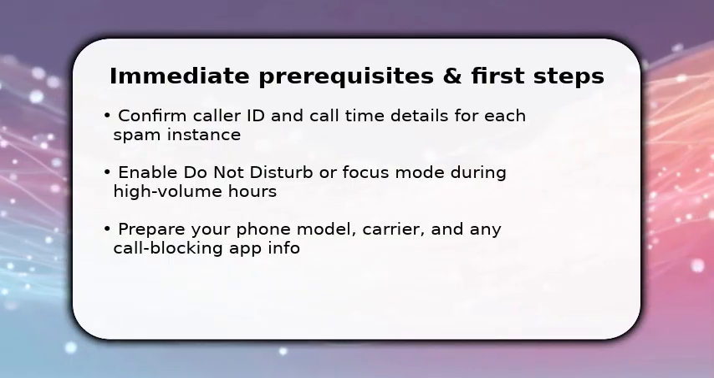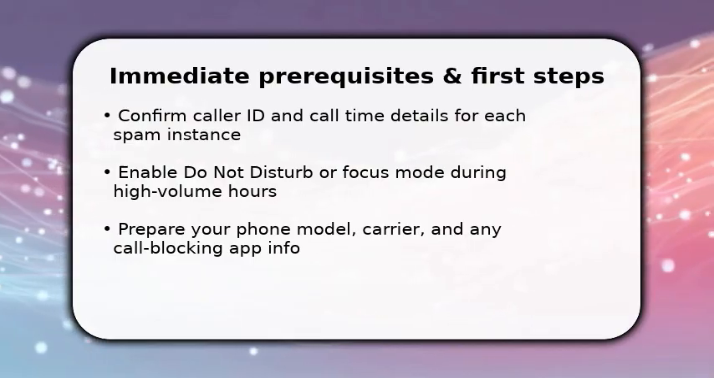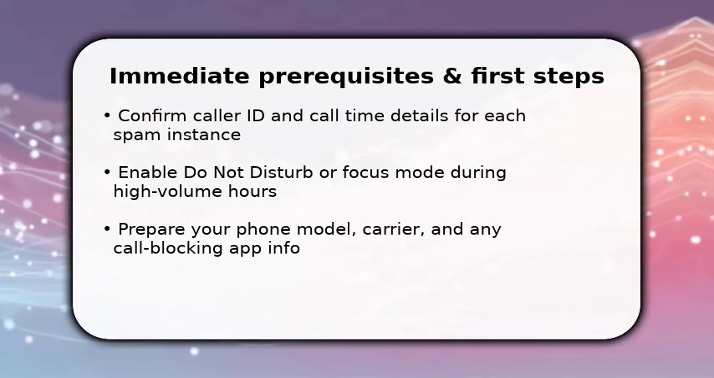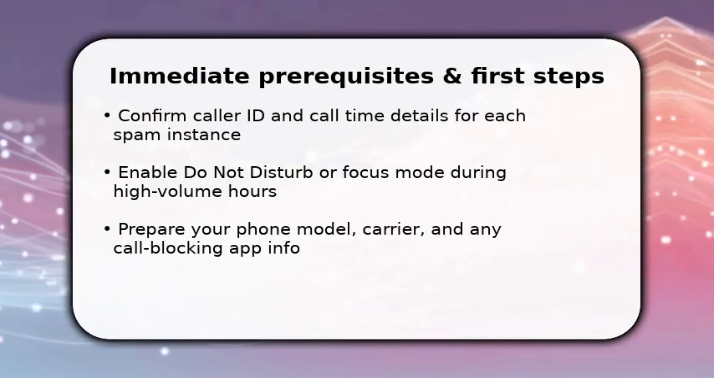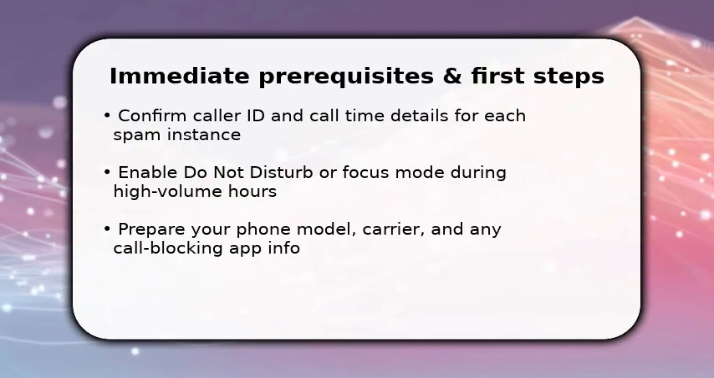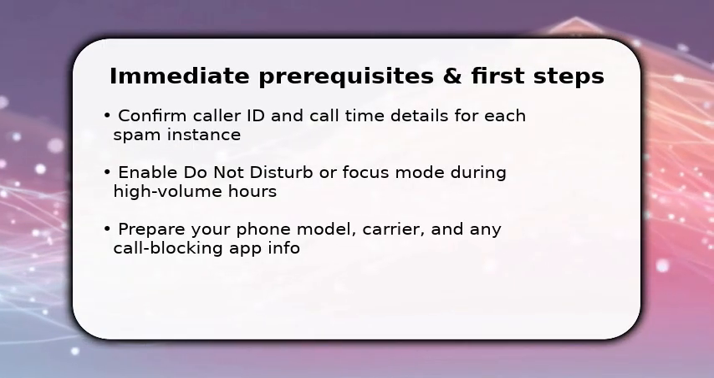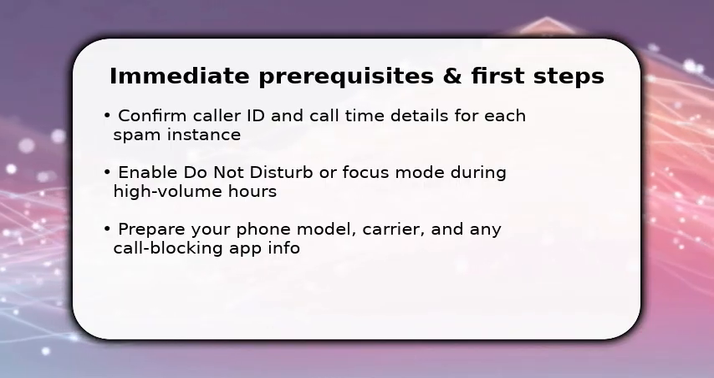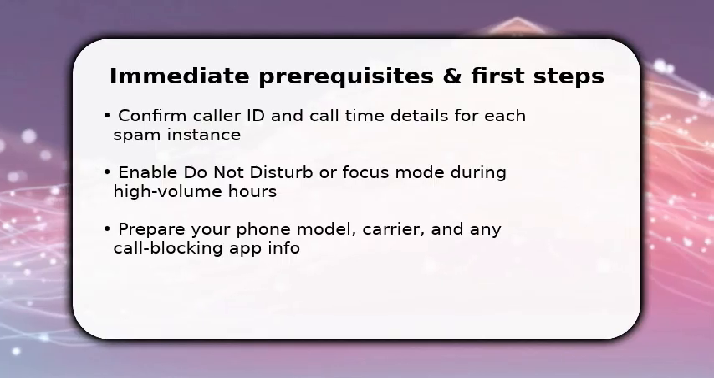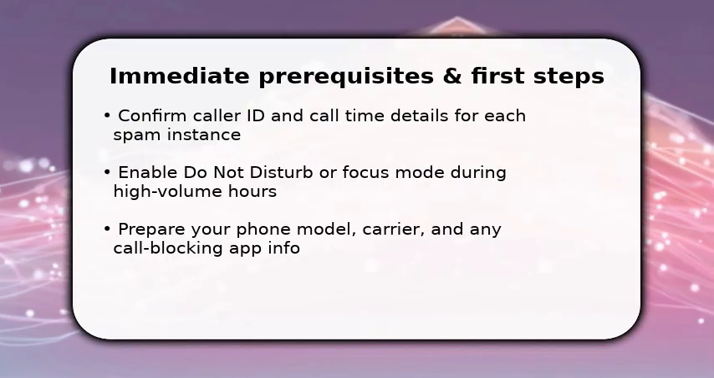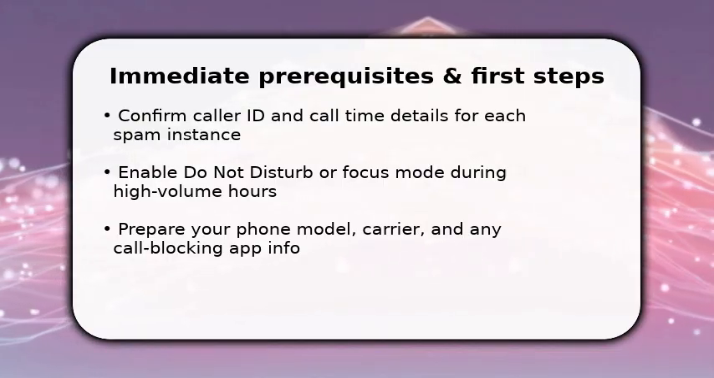You start by collecting the essentials: device model, carrier, and recent spam call details so you know what to block. Once done, enable Do Not Disturb or a focused profile to stop interruptions while you work. Next, open your phone's native call settings and the carrier's spam tools. Make sure you have an App Store account ready if you need a third-party blocker. These first steps get you into a position to take direct action immediately without guesswork.